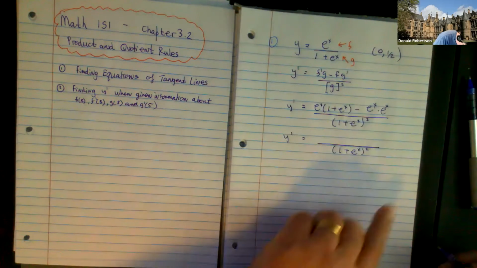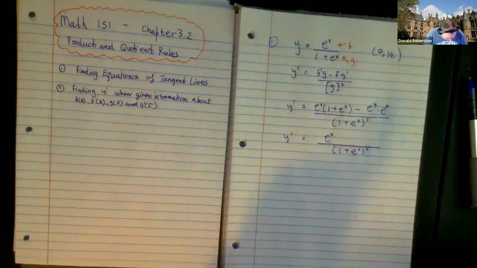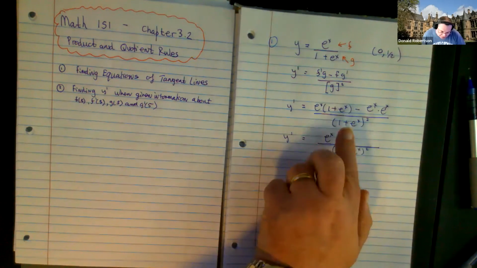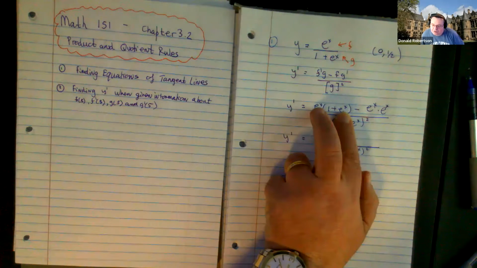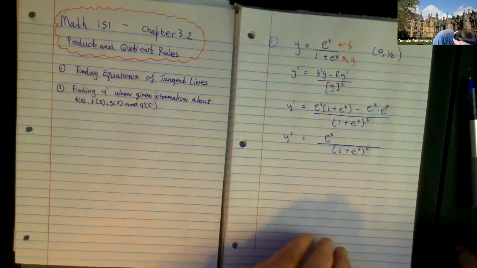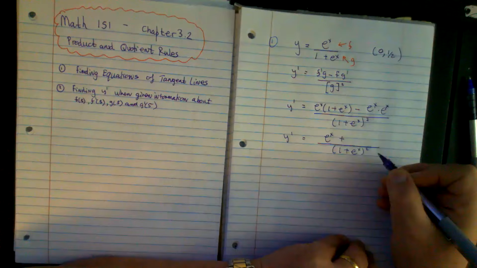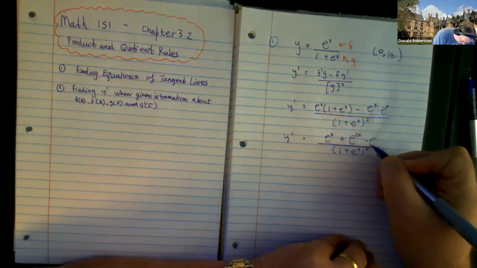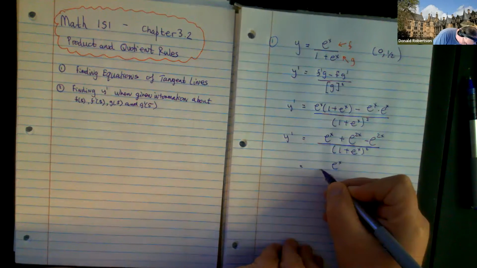e to the x times 1 is e to the x. What do you get when you multiply e to the x times e to the x? You do not get e to the power of x squared. e to the x times e to the x, what do you get? e to the 2x. Okay. And the same thing here. And so style points came out relatively nice.